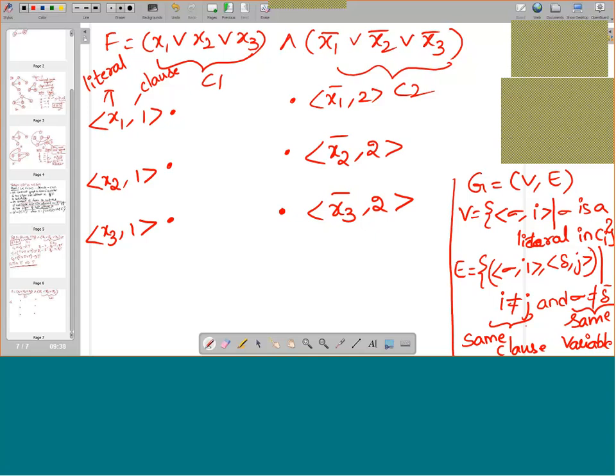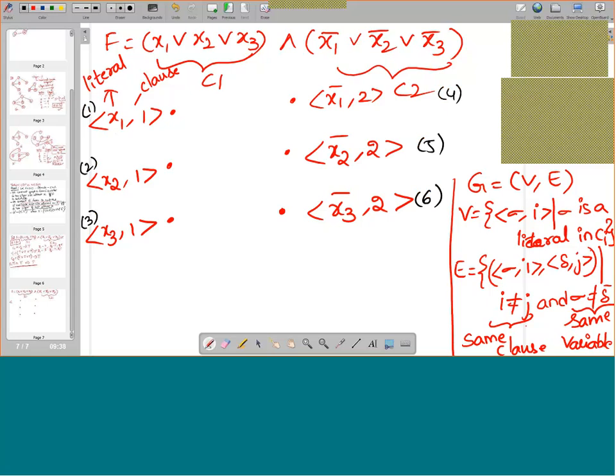So now we need to check here whether we can construct edges between these variables or not. For our convenience, I am writing first one as 1, second one as 2, third one as 3, fourth one as 4, 5, 6. So we cannot construct from 1 to 2, 1 to 3. Why? Because 1 to 2, 1 to 3 belong to the same class.